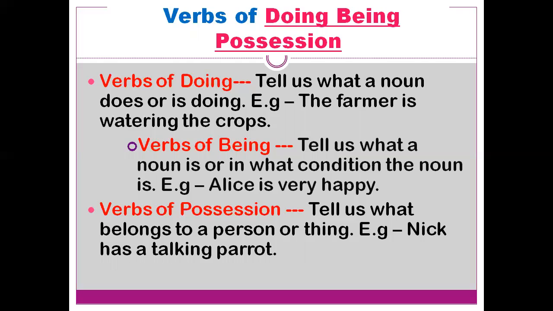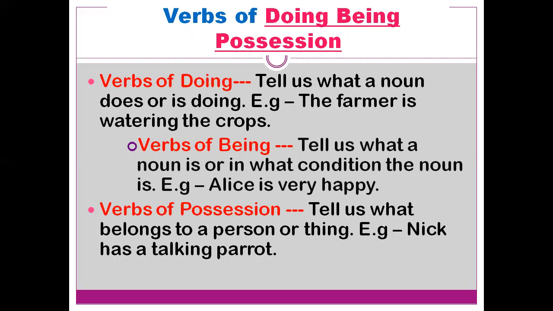In this sentence, it is telling the action of the farmer, that what is the farmer doing? And the answer is that the farmer is watering the crop. It means that the farmer is giving water to the crop. So it shows some action, that what is actually being done. What is the subject or what is the noun doing?